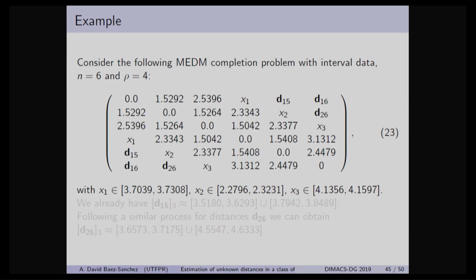Okay. Let me show you a bigger example here with more data. This is closer to a molecular completion problem, with more data. So there are three unknown values.